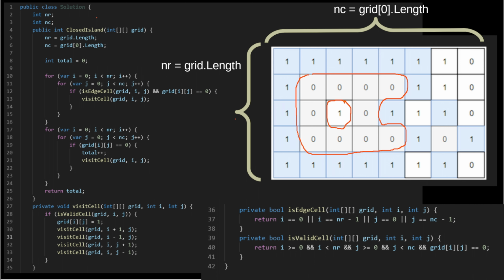Let's talk about the runtime complexity. The first time, the double for loop will iterate the grid and find all the tiles that are on the edge. The second time, it will find all the inner island pieces. So each tile is iterated at most 2 times. So the runtime complexity is big O of the size of the grid.